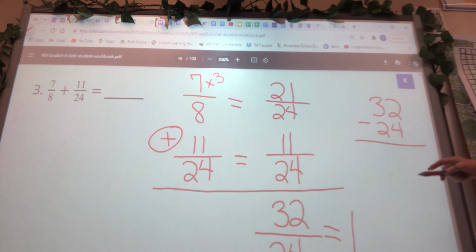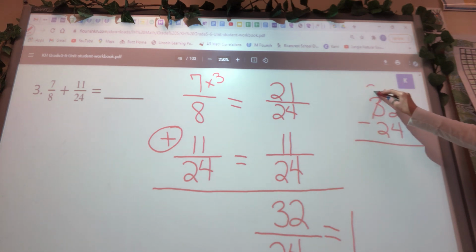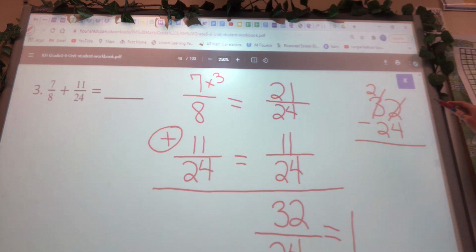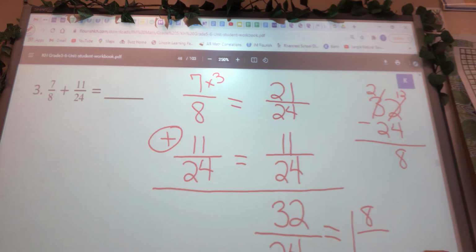Can't do that, so I have to borrow. I just borrowed a multiple of 10 and I already had 2, so it'll be 12 minus 4. That's 8. It's 8 over 24. Is that in simplest form? No. They're both divisible by what? They're both divisible by 2. They're both divisible by 4. They're both divisible by 8.